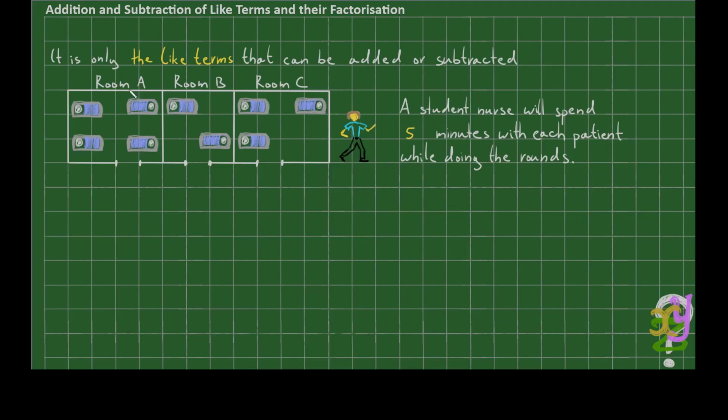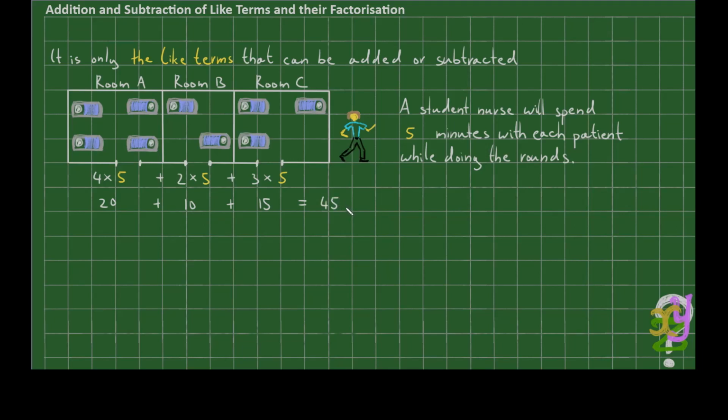In the first room, room A, there are 4 patients, and we are going to multiply that by 5 minutes. Then we have the second room, room B, with 2 patients, and that will be multiplied by 5 minutes too. Finally, we have the third room with 3 patients, and that will be multiplied by 5 minutes. What are the products of these multiplications? 4 by 5 is 20, 2 by 5 is 10, and 3 by 5 is 15. And now if I add these numbers together, I will end up with 45 minutes.